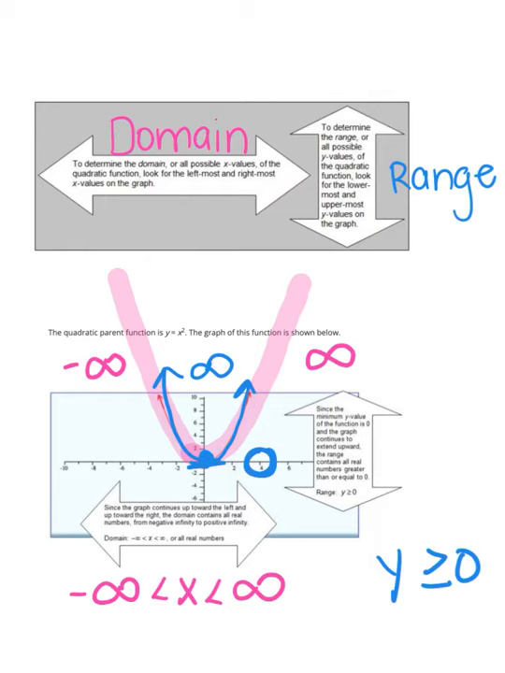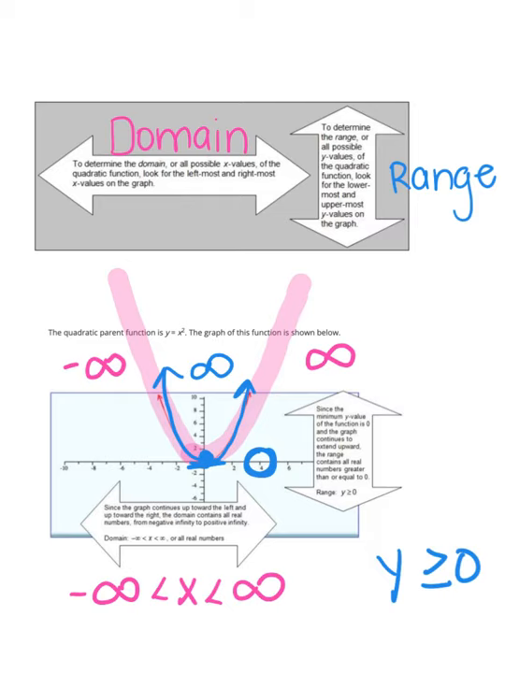Okay, so my domain includes all x values between negative infinity and infinity, so all real numbers for x. And my range starts at 0. So I have no values below 0 because there's not a graph below there. And I'm going to go greater than 0, so it's equal to 0 and goes greater than that.